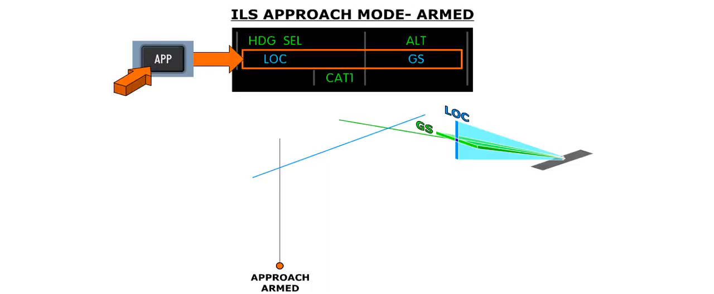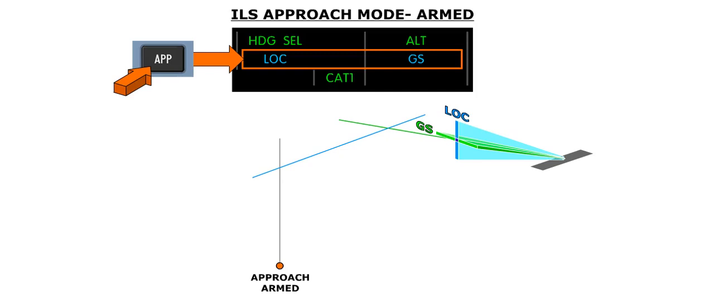Pressing the approach push button on the FGCP arms both the localizer and glide slope modes, provided an ILS frequency is selected on the coupled navigation receiver. When the approach mode is armed, localizer and glide slope will be displayed on row 2 of columns 2 and 3 of the FMA. This indicates that both these modes are armed.